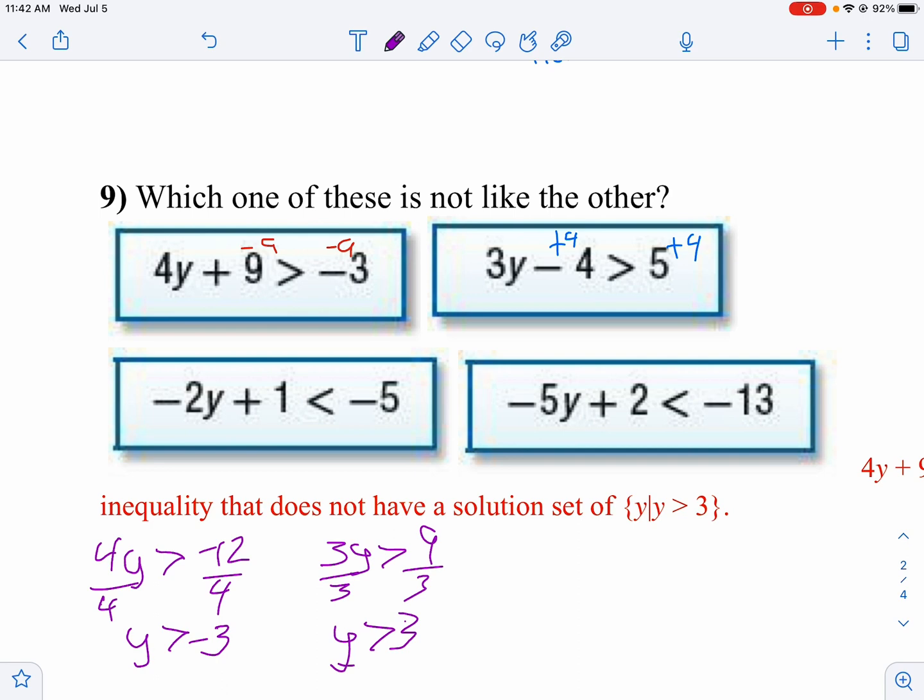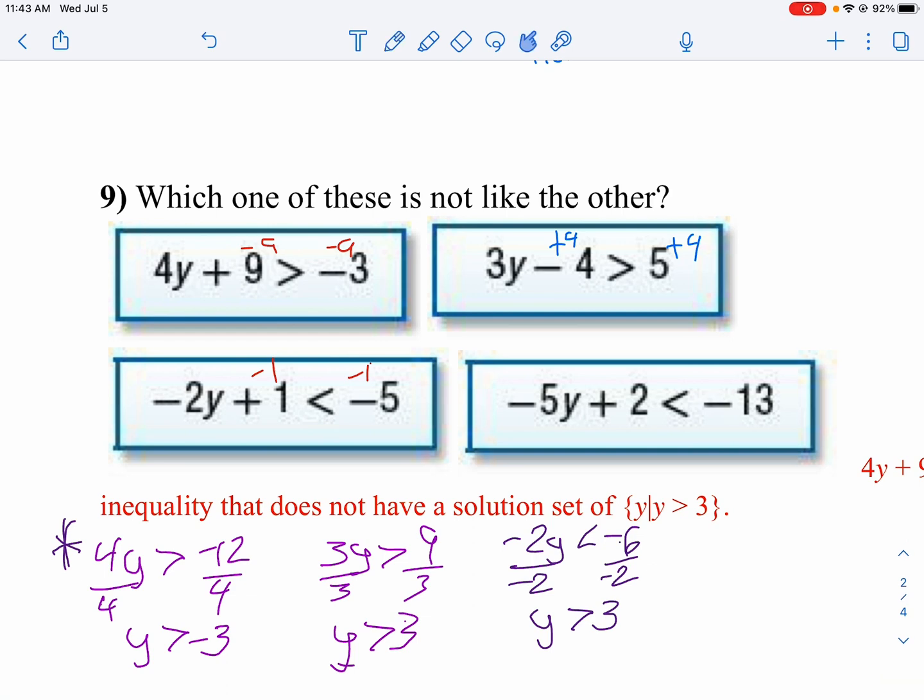Okay, let's take a look at my third box. I'll subtract 1 from both sides. When I do that, I'll get negative 2y is less than negative 6. I'll divide both sides by negative 2. Y, flip the sign, is greater than 3. That makes me think the first one doesn't belong.